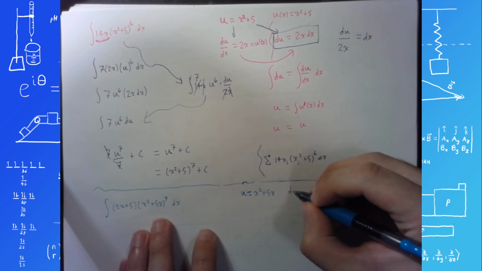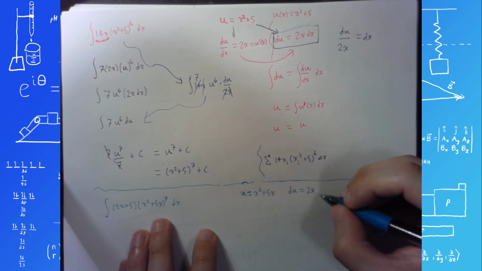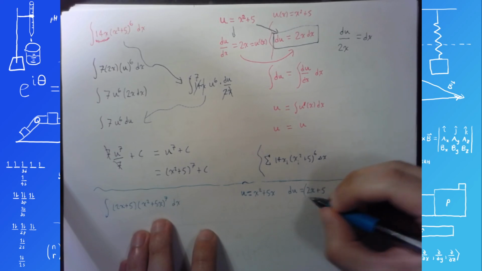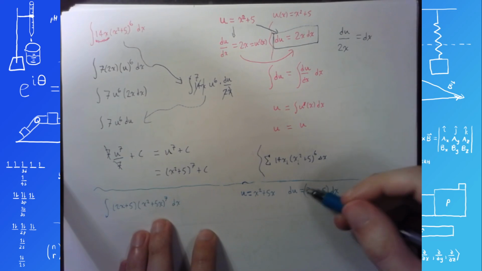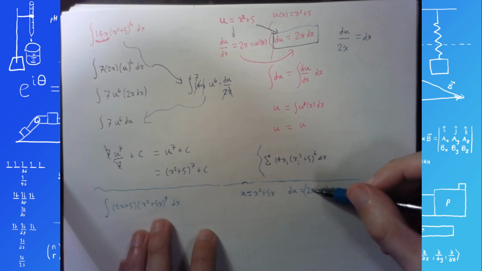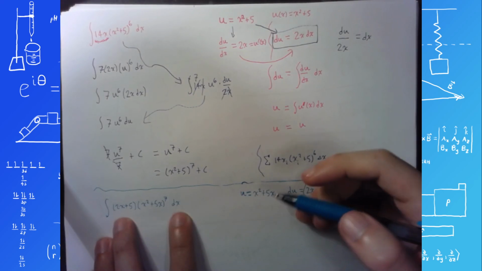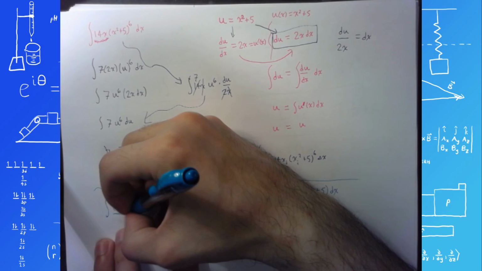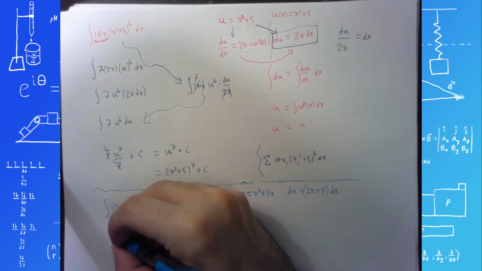which would give me du equals derivative of x squared is 2x plus derivative of 5x is 5. So that's 2x plus 5 dx. I think these parentheses are important. A lot of people neglect to write them, but it really should be this whole thing times dx. Anyway, I have a 2x plus 5 dx. That's going to turn into a du.